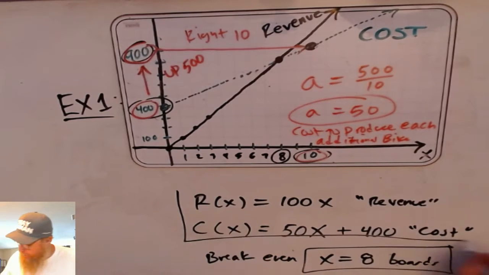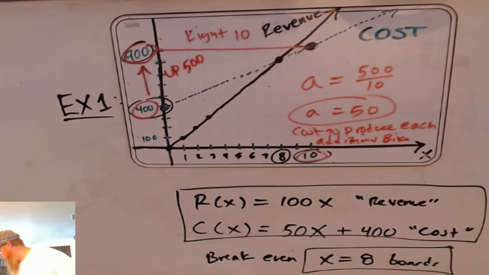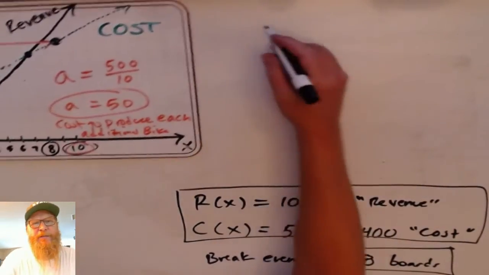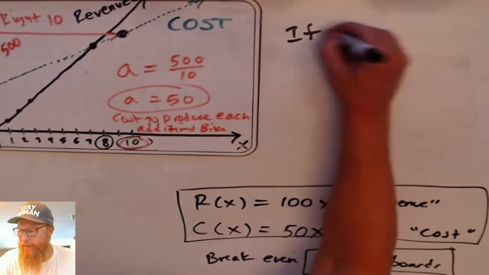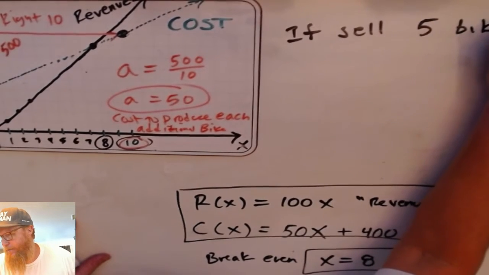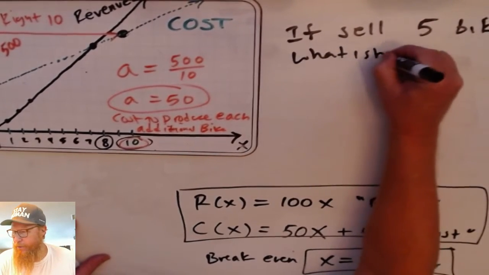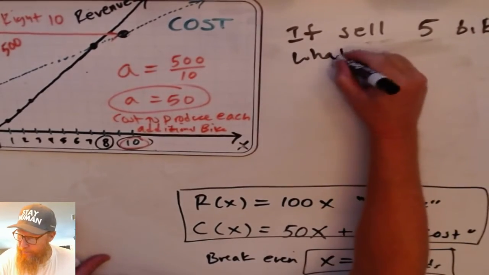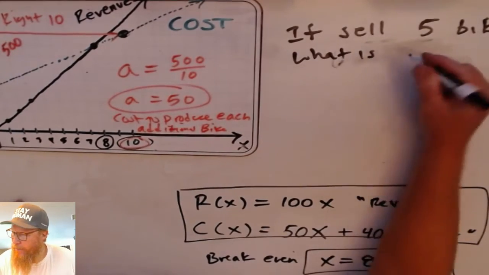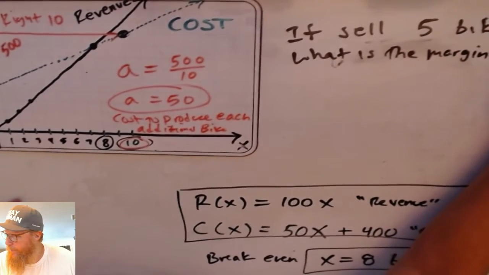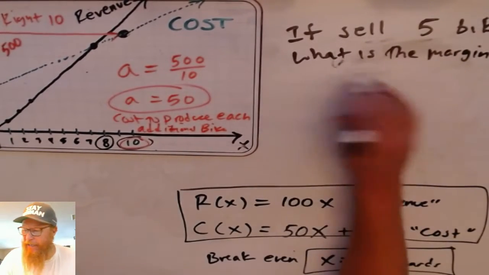Okay, so there's your revenue. There's your cost function. We know when it's going to break even. You could ask all kinds of other questions. If you sell, I don't know, something less than 8, I don't know, 5 bikes. What is the margin? I'm just asking all the kind of general questions that you might have. And you can just look at the picture and answer them. What is the margin? Profit. You know it's going to be negative.